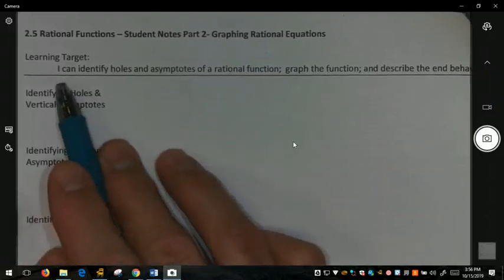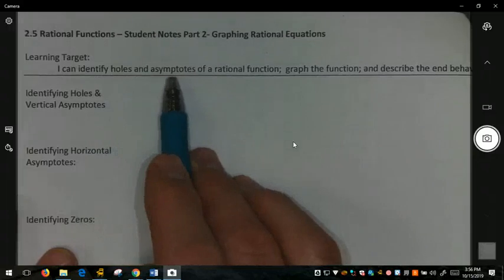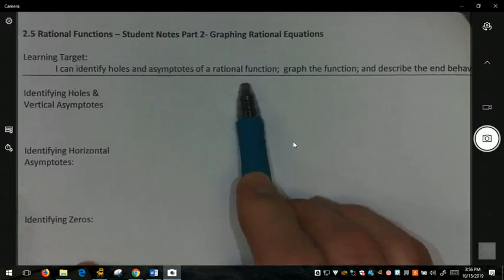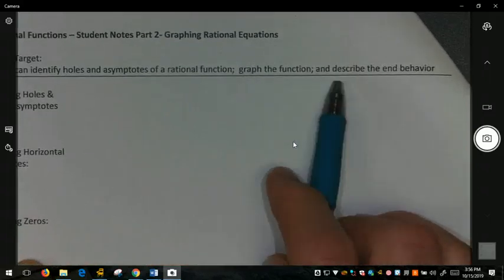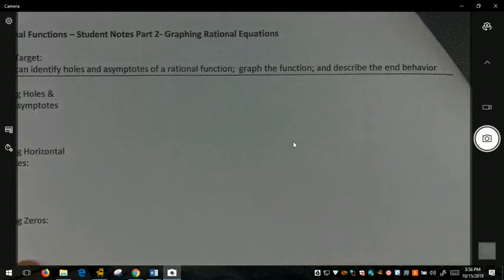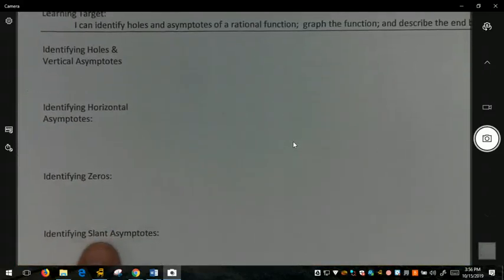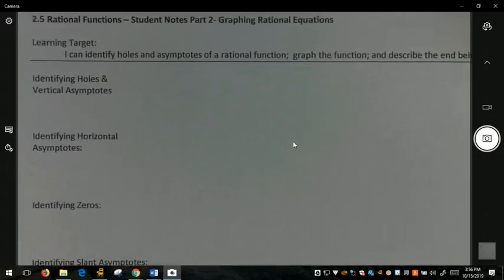The learning target is for you to be able to identify holes, vertical and horizontal asymptotes, as well as the new one, slant asymptotes of a rational function, to be able to graph the function, and to be able to describe the end behavior. Critical things from Algebra 2, and one thing that we're adding that should be new for most of you, is the slant asymptotes.